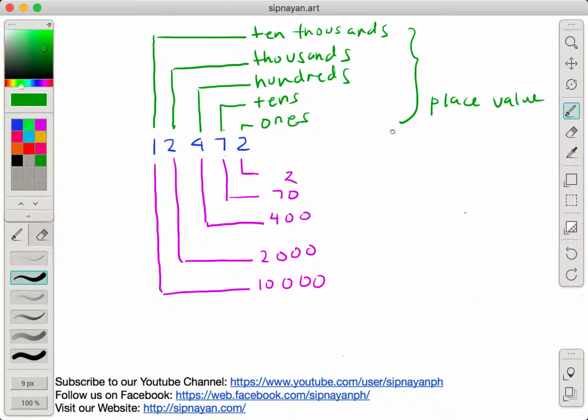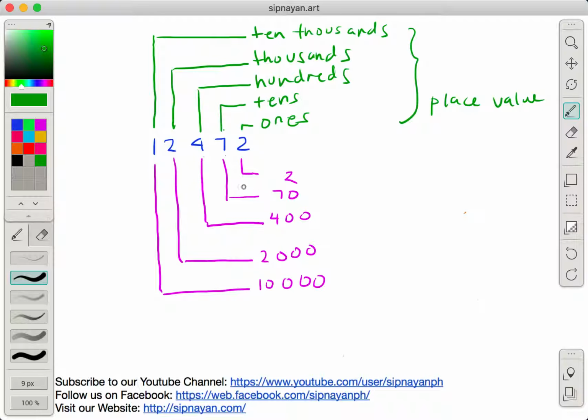So the place value is a value of the number depending on the position of the digit. Now, for example, yung 4, this is the third from the right. So this is actually a hundreds digit, or this is in the hundreds place. And pag sinabi mong 4, nasa hundreds place siya, ibig sabihin siya 400.